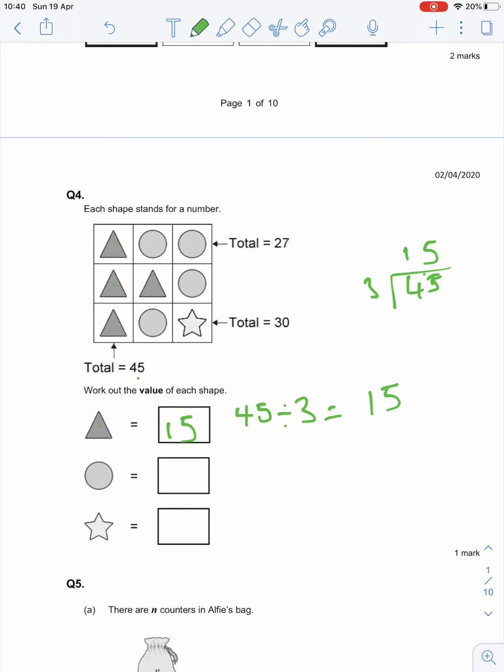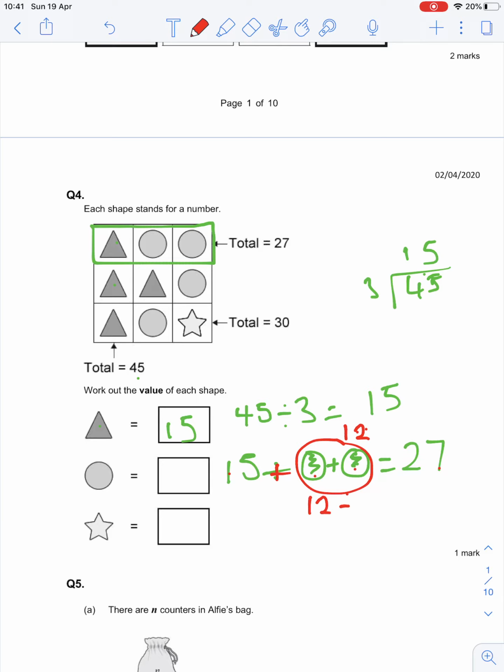Work out which is the next one that we can work out. Hopefully you realised that to get this one, I already know the triangle, so I can work out the circles. So I've got 15, add circle and circle, just call those in so you know they're not zeros, equals 27. So again, if I think about these two together, must be 12, mustn't they? Because 15 add 12 gives me 27. So if 2 circles equals 12, one circle must be 12 divided by 2, which is 6.